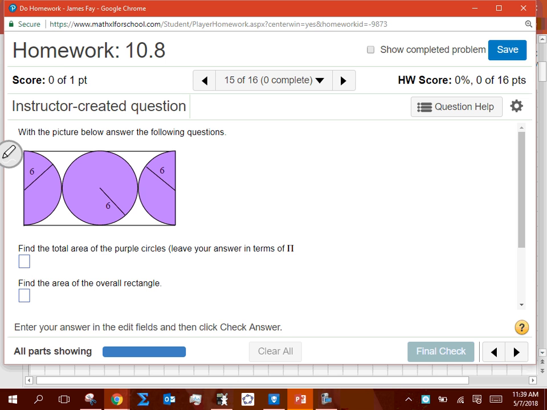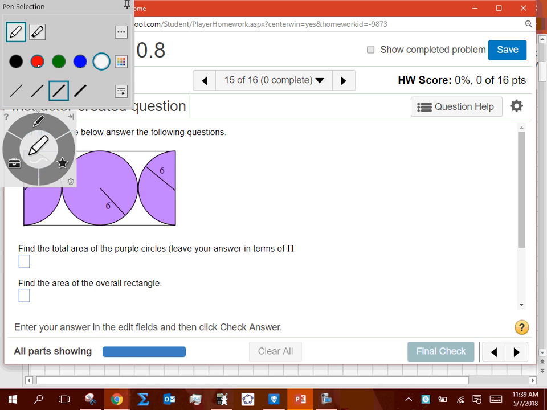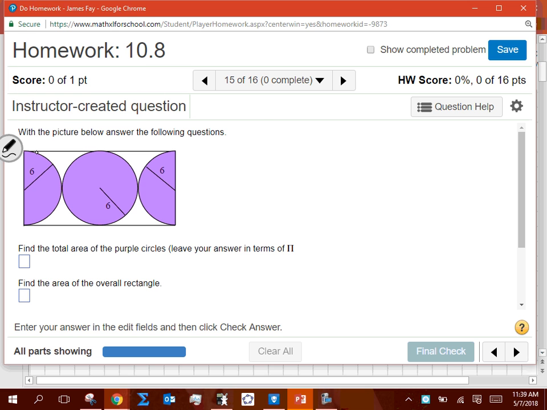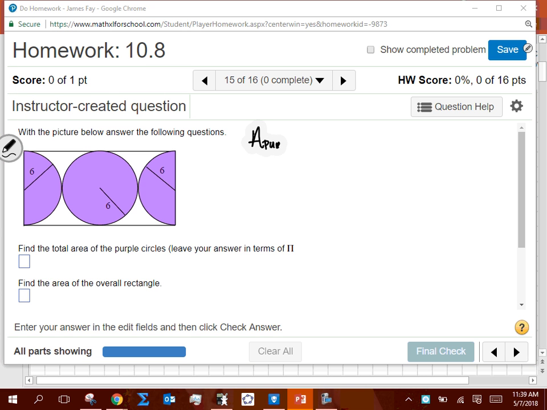So as we look at this, hopefully finding the purple areas was not too difficult. If I want to find the area of the purple, would you agree that that is 2 circles? I don't know what's going on with my projector, but the colors are all kind of messed up. It's kind of hard to see, but that says 6 right there. So that radius is 6. That radius is 6. And that radius is 6. Does that make sense?